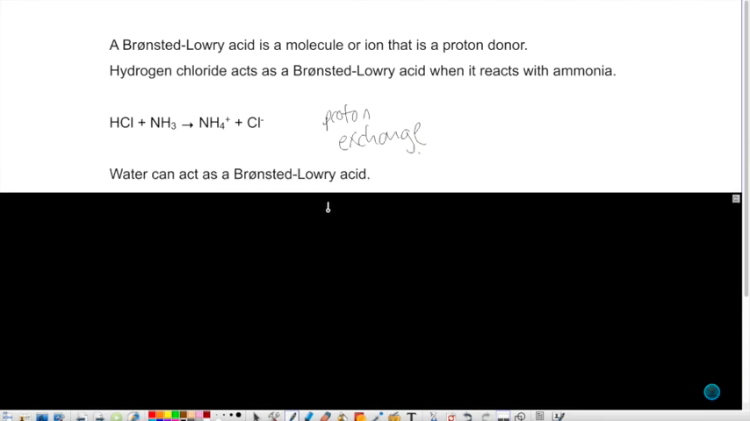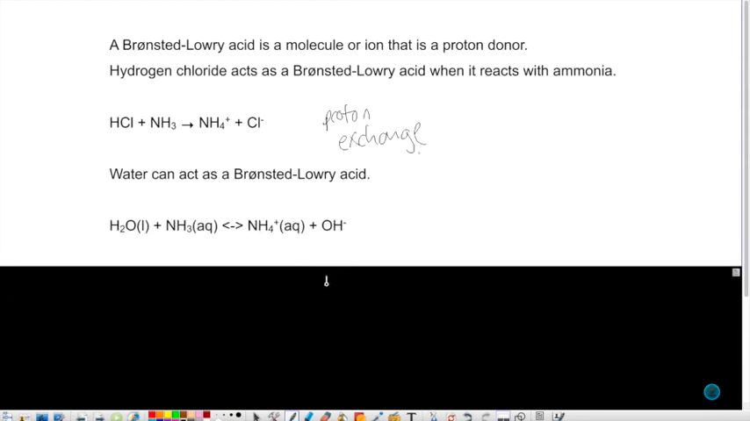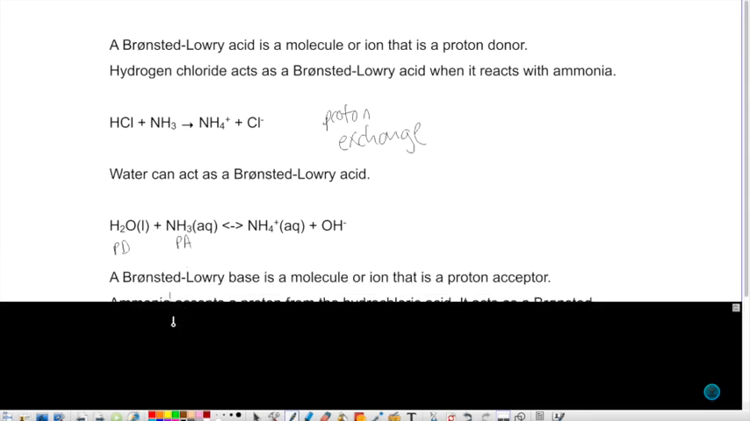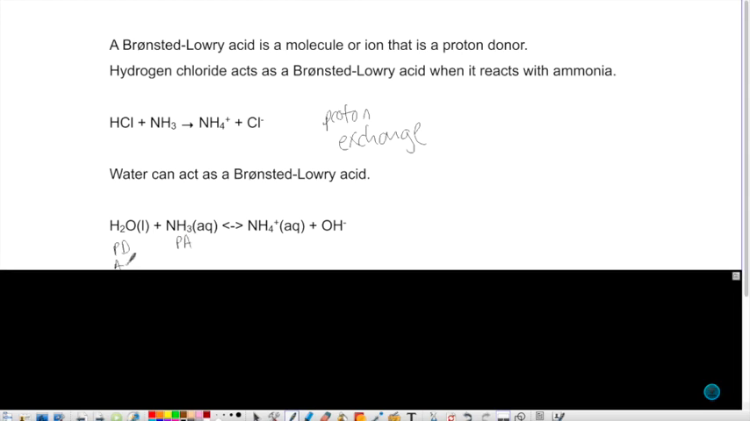Now, interestingly, water can act as a Bronsted-Lowry base. So here's water, and it's donating a proton to NH4+. Okay, so this is our proton donor. Here's our proton acceptor, and that makes this an acid.